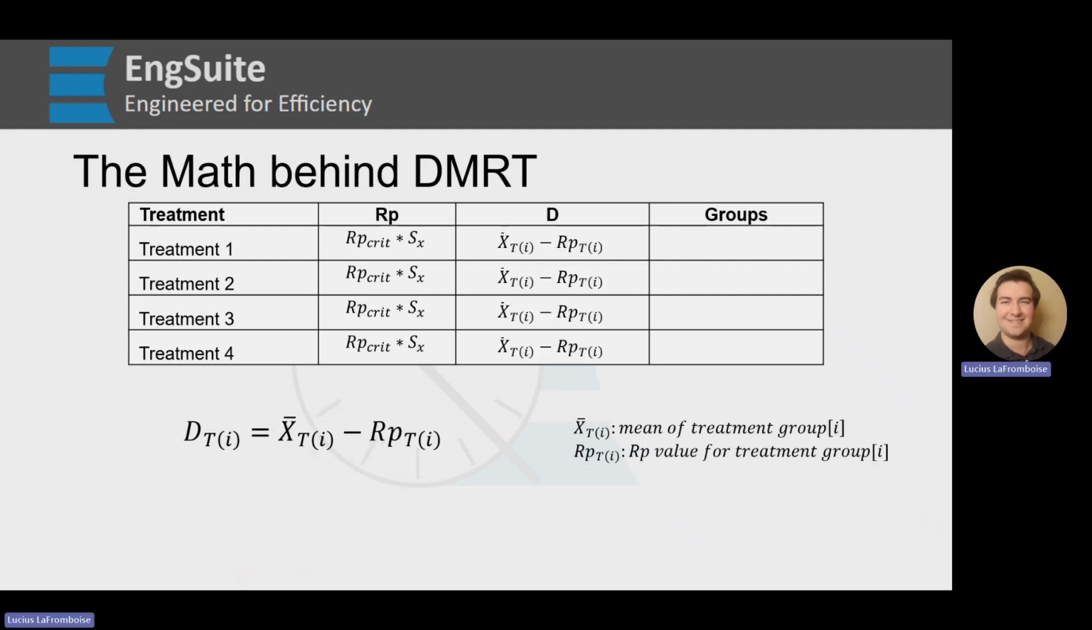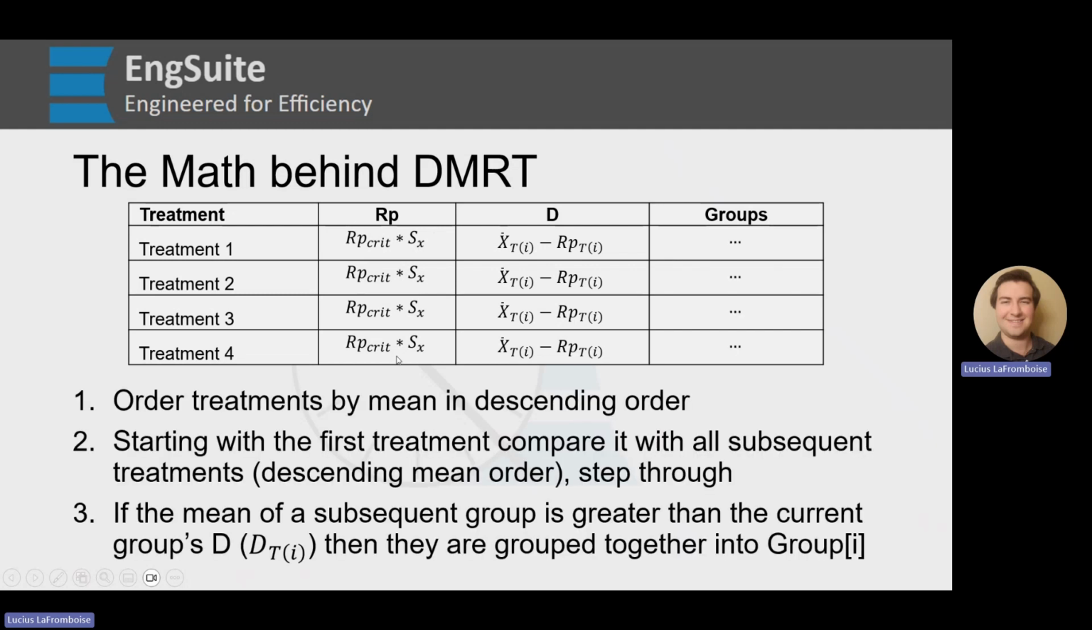So our D value, that is just X bar, the mean of the treatment group, minus the RP value of the treatment group. Okay, so remember RP value is a little bit different for each of these because RP crit is going to be different based on the order of the treatments. And then grouping. So here's just a quick description of how the grouping goes.